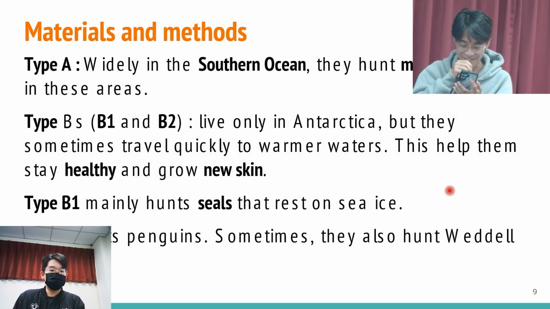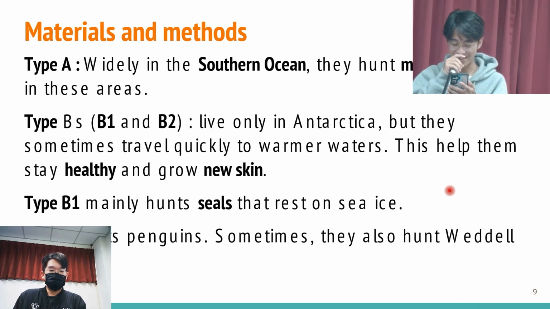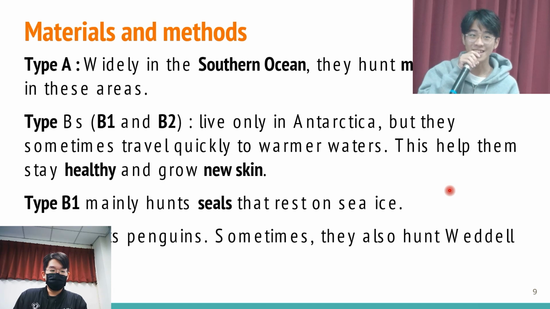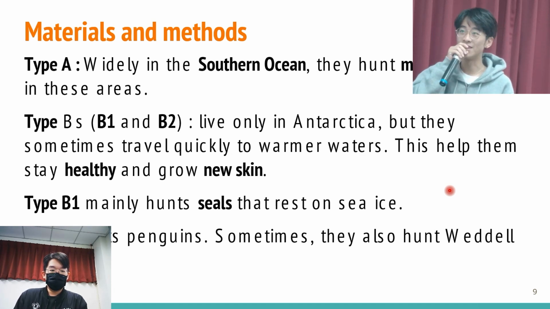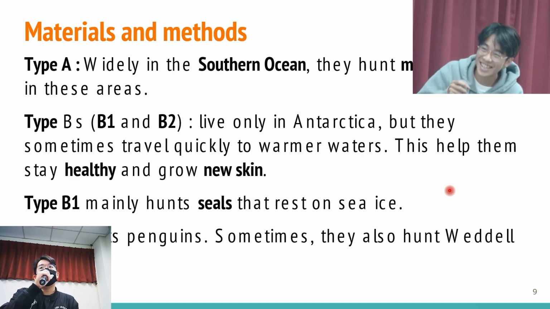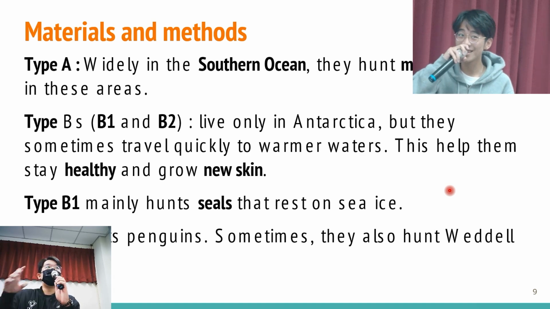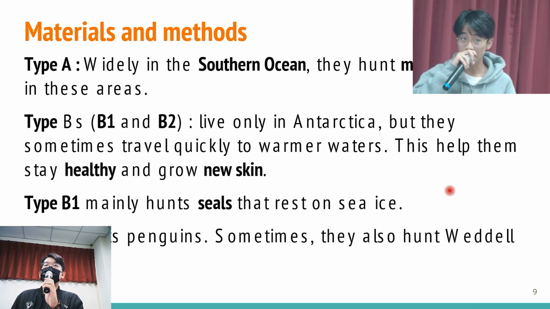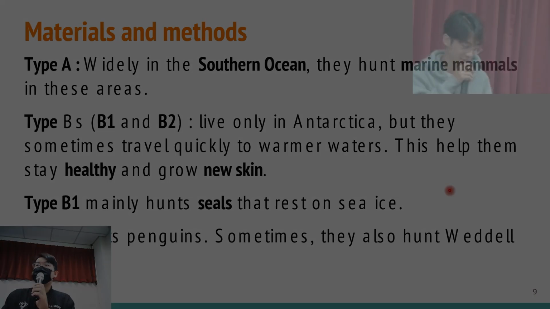You mentioned on page 9 that type B tends to grow new skin more easily. Could this be the reason why their skin color is different from type A? Oh, the skin looks dirtier. That is because there are some diatoms on its back. Diatom is a kind of algae. So it is not the main reason. Okay. Thank you.